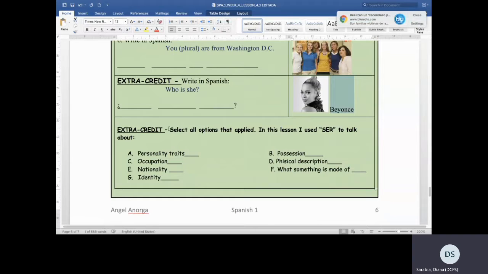Last question, select all the options that apply. In this lesson, I use ser to talk about. Tell me, place an X next to the characteristic, how you use el verbo ser in this activity.